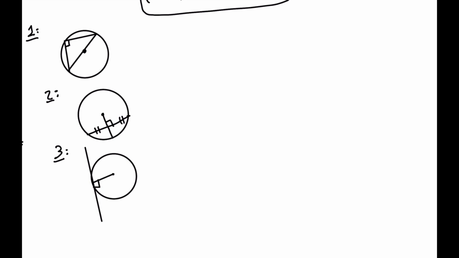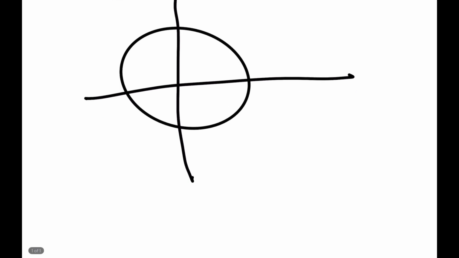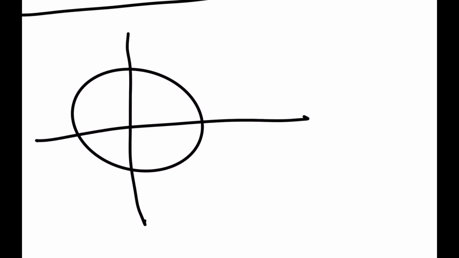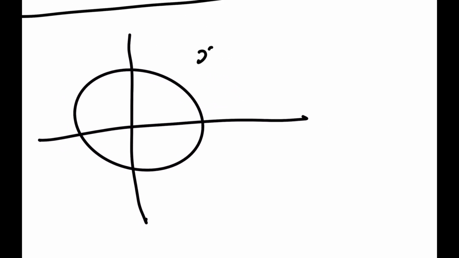We'll try some questions. Say we have a circle, so on a coordinate axis like this and this, and we have a circle at the origin like this. That's a horrible circle, but you can understand. It doesn't need to be perfect. x squared plus y squared is equal to 25 is the equation of the circle.